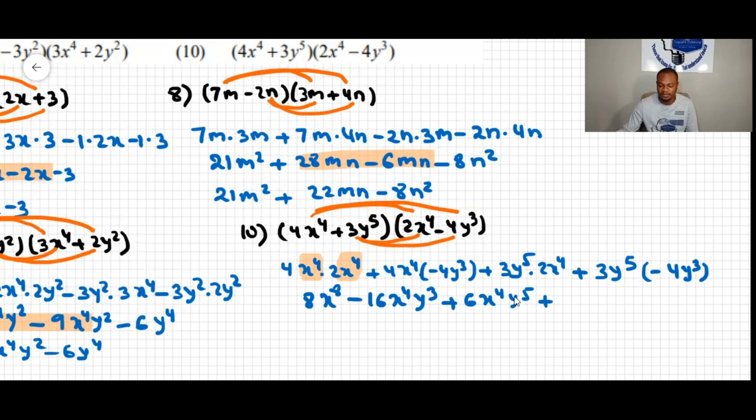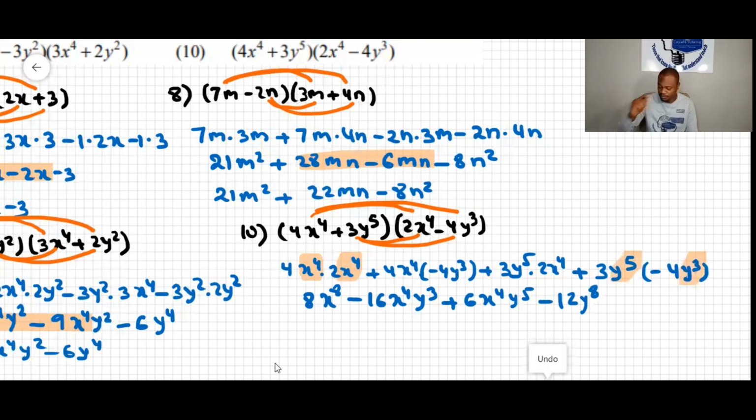plus now 3y to the 5 times negative 4y to the 3. But the fact that we have positive times negative, the product will be negative. So this will be then negative 12, because 3 times 4 is 12. And then now look here, the bases are the same. That's y to the power 5, and the other is y to the power 3. So we will just write y, and then we add the exponents. So it's going to be y to the power of 8.